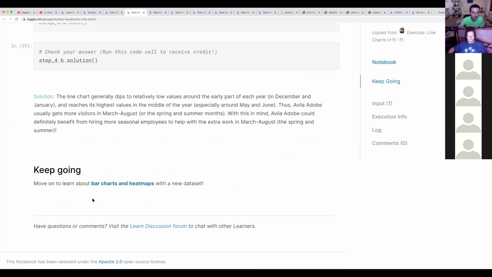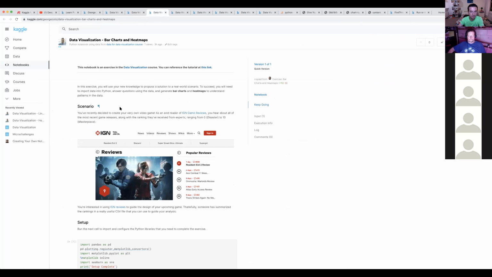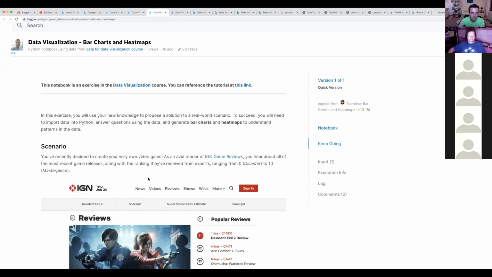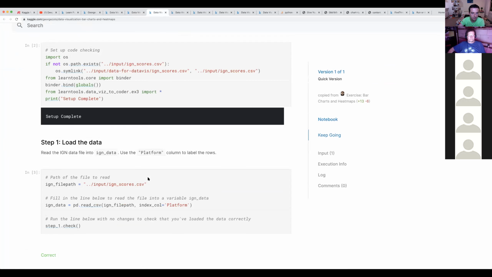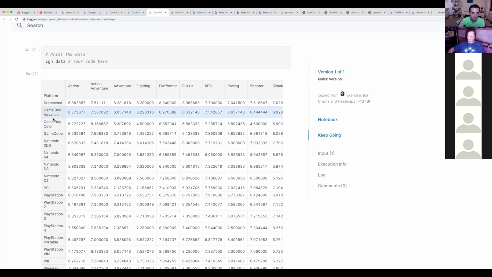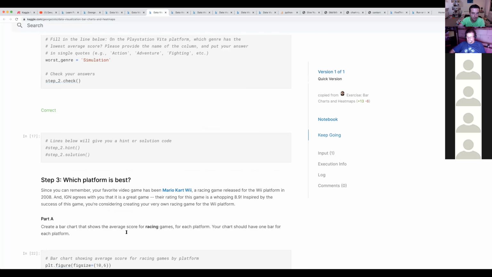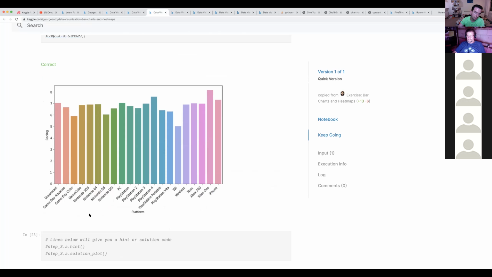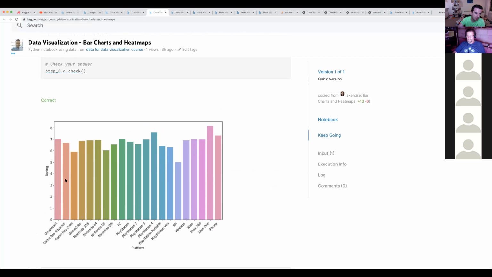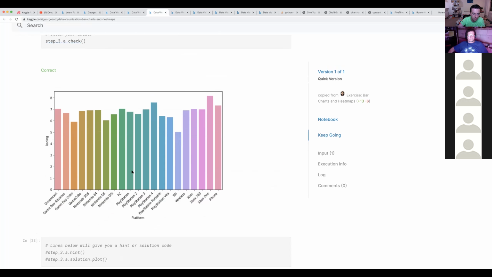You can look at one at a time. I'm just quickly skimming through some of the things that Alana covered, just to give you some more context. Another one is looking at reviews for video games. So you have different platforms on the index, and as columns you have different categories, and the numbers are how popular, what is the average score for that genre. So let's say in adventure, the average score is 6 out of 10. Then you can visualize the platform and what is the average score for racing for different platforms. So you can see which platform does the best or the worst for racing games.